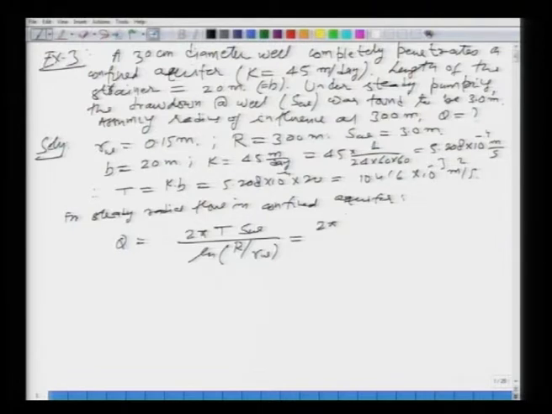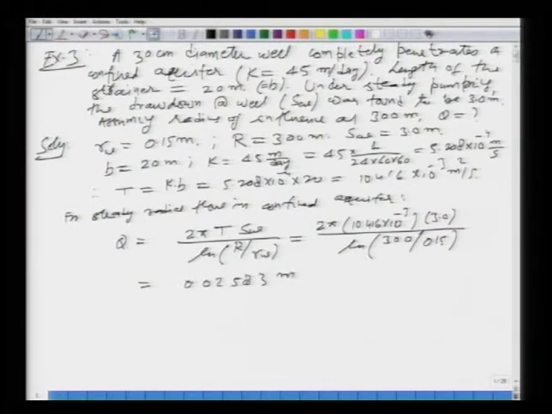So, it is going to be 2 pi times T, which is 10.416 times 10 to the minus 3 meter square per second, times drawdown at the well SW which is 3 meters, this whole thing divided by natural log of capital R which is 300, divided by radius at the well which is 0.15, everything is in meters here. This will come out to be 0.02583 meter cube per second. Everything is in SI units. So, your discharge is going to be in meter cube per second.